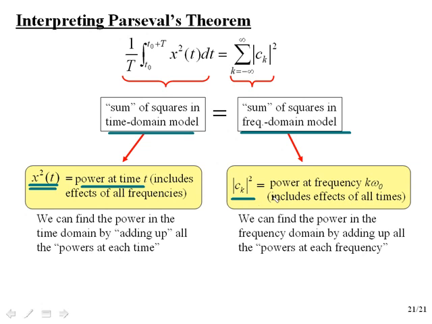Likewise, this number here is telling us the amount of power at the frequency k omega 0, and so it includes the effects of all times. When we see a small value of magnitude squared of c sub k, that's telling us that at that frequency, k omega 0, we have very little power being contributed. But if we see a large number for c sub k magnitude squared, then at that frequency we interpret that as a large contribution to the overall average power.